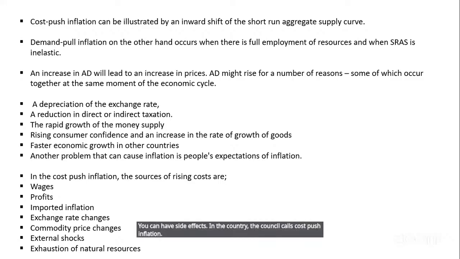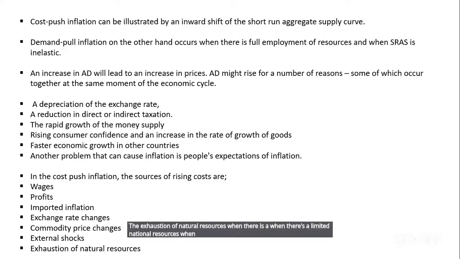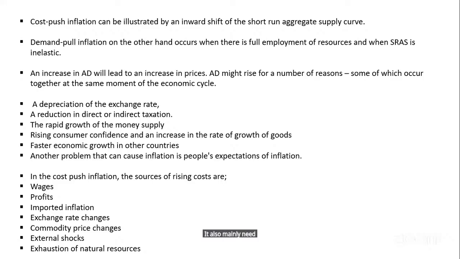The exhaustion of natural resources: when there are limited natural resources, and you've already exhausted all the natural resources you are using to produce goods and services, it will also cause cost push inflation, which will lead to the price of goods and services increasing.